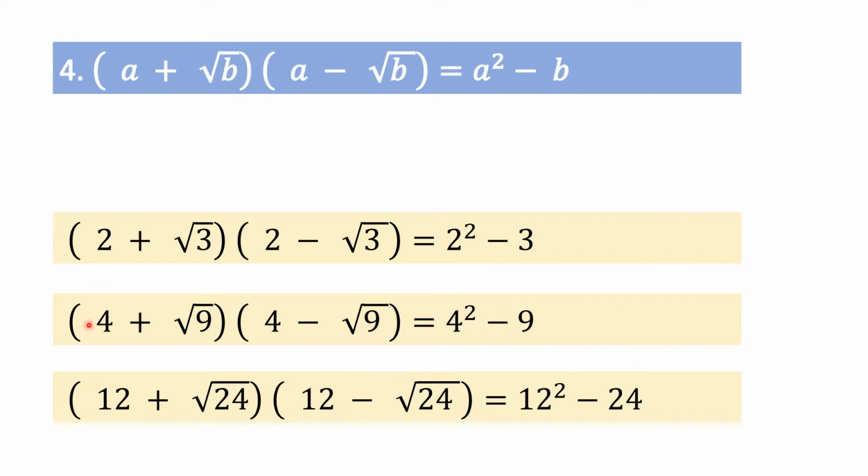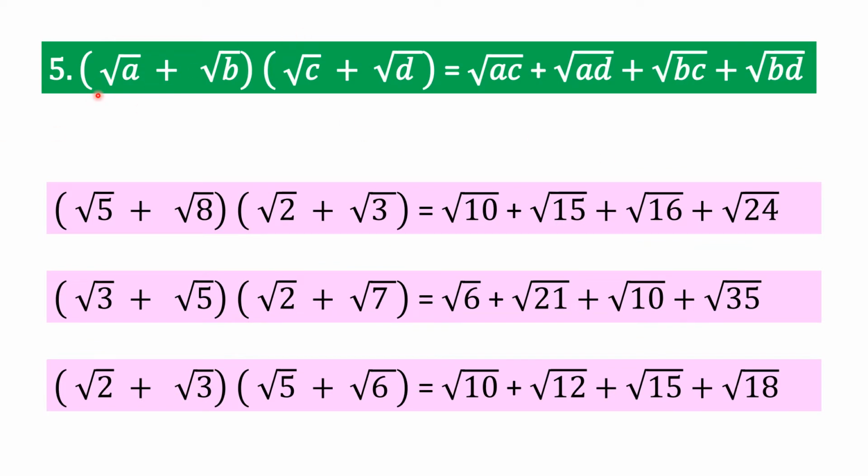These are the same examples, I've just given you different numbers so that it will be more thorough for you. 4 and 9, again 4 is a and 9 is b. Instead of solving this entire thing, we can directly use the formula. So a square minus b, 4 square minus 9, and you can find the answer, right? Here also only the numbers change, 12 and 24. Instead of solving this, you can solve directly using the formula. A is 12, b is 24, so 12 square minus 24, right? So now the next formula.